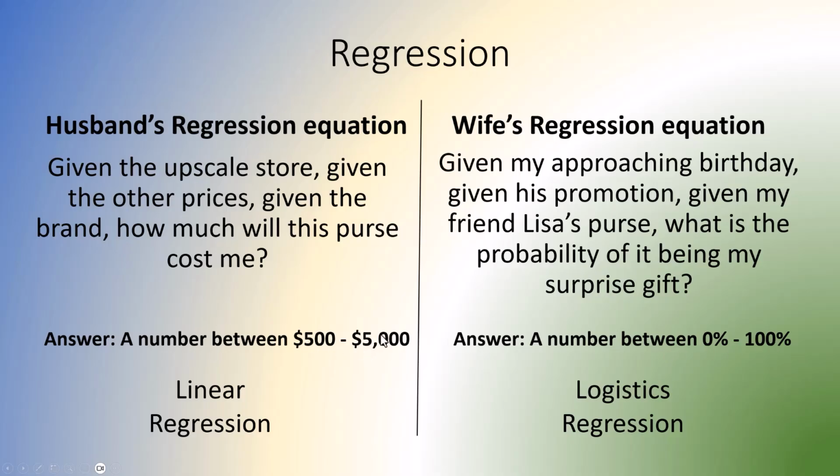In the other case, output can be any number. Price of a house could be anything. Price of a used car could be anything. Price of a purse can be anything. But here, it's always between 0 and 100%.